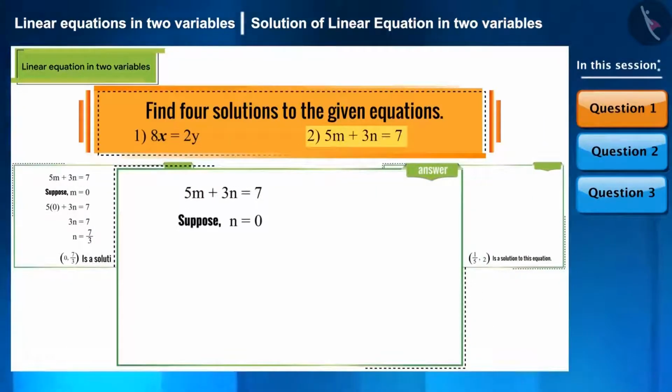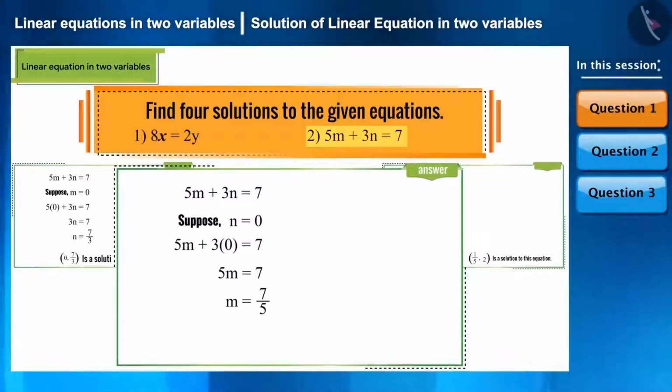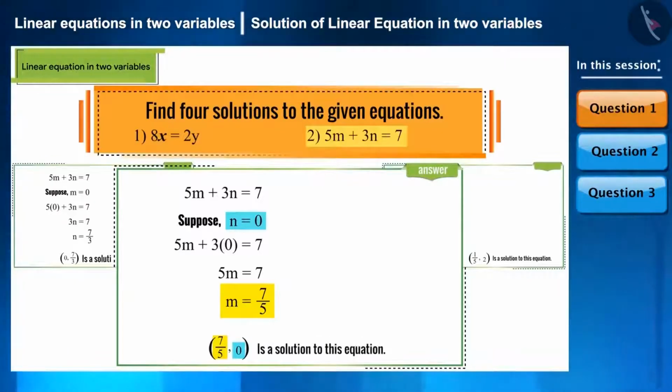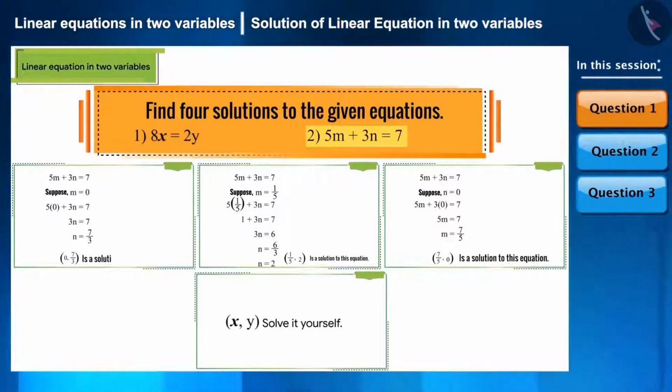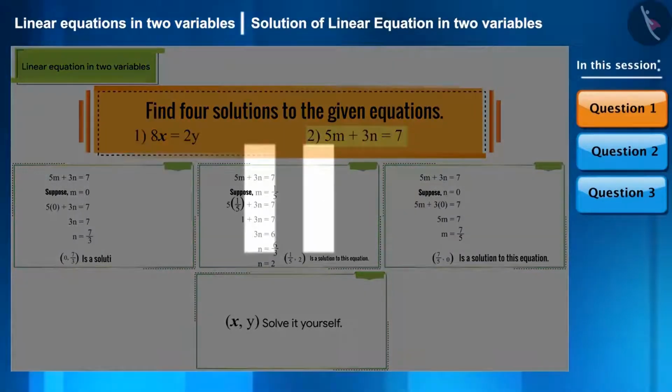Now let's take the value of n as 0 and find the value of m by substituting it in the equation. Here, we get the value of m as 7/5. Hence, (7/5, 0) is another solution of this equation. Now, we need another solution to this equation. Find it yourself. You can also pause the video to find it.